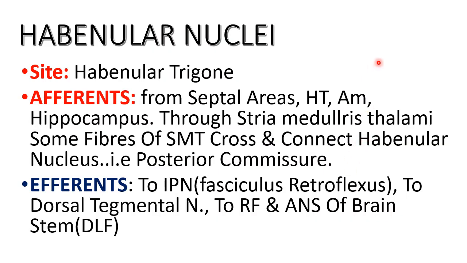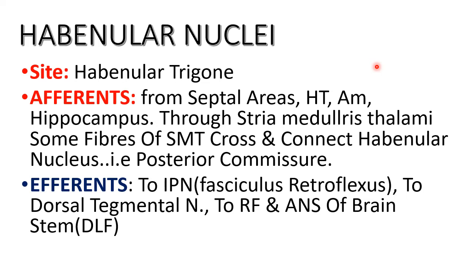Then what about the habenular nuclei? The second part which we are going to discuss under the epithalamus is nothing but the habenular nuclei. These habenular nuclei are located superolateral to the pineal gland, which I have shown you earlier, and the habenular trigone consists of the habenular nuclei. What about the connections of these habenular nuclei?